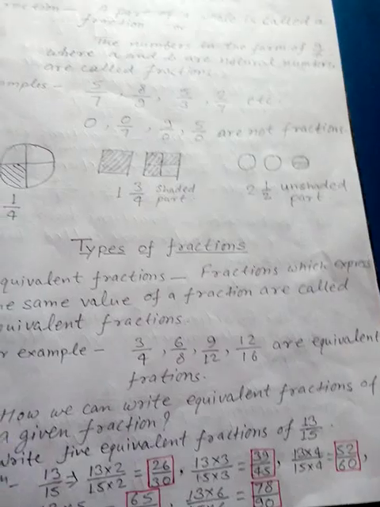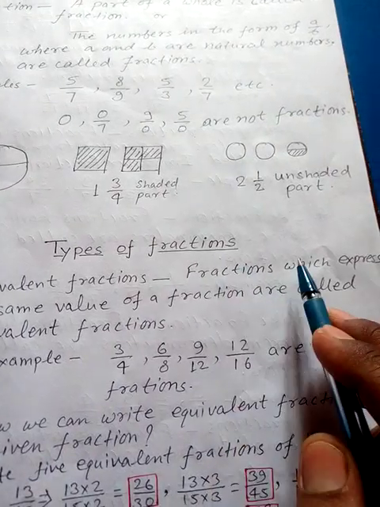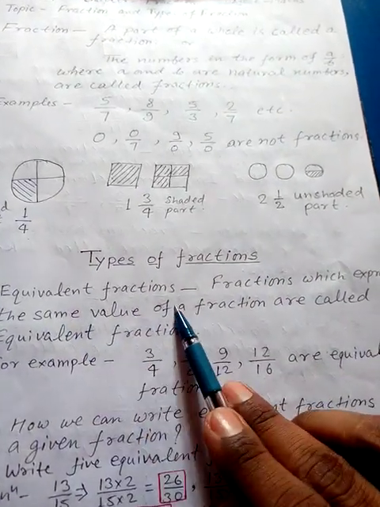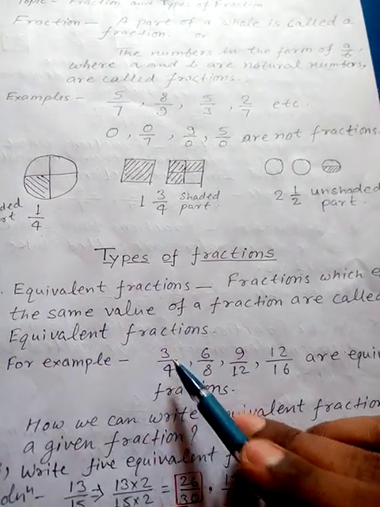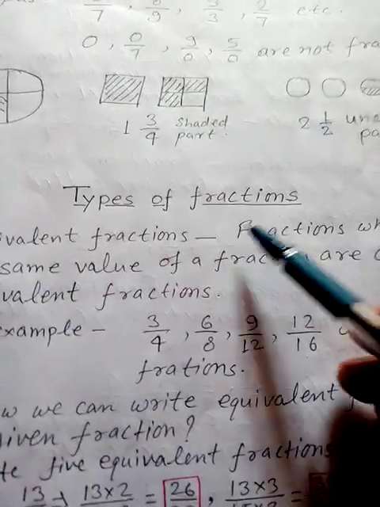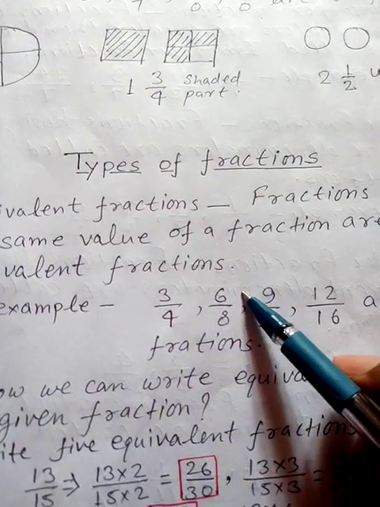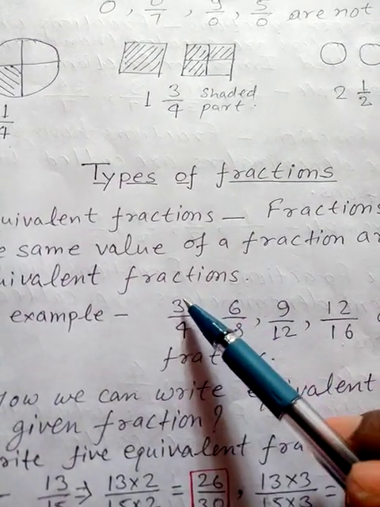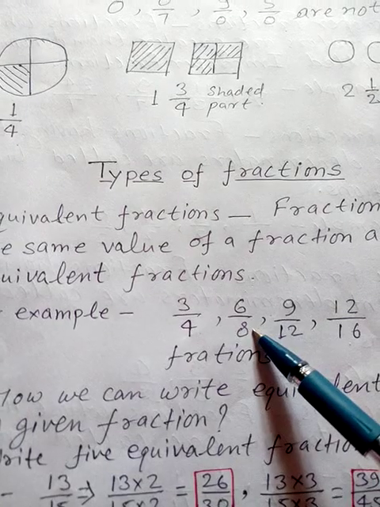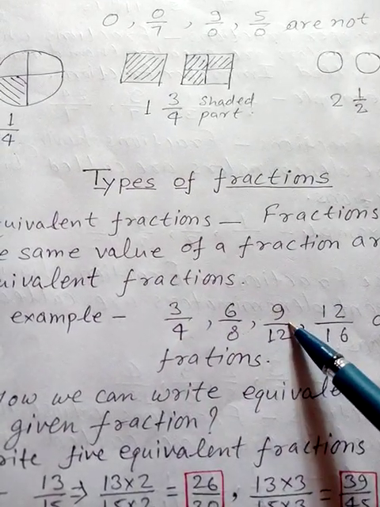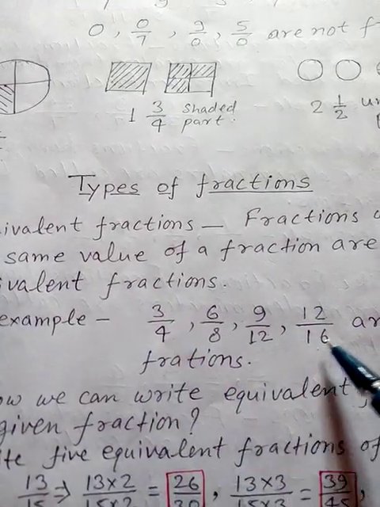Now we have to talk about types of fractions. First, equivalent fractions. Fractions which express the same value are called equivalent fractions. For example, 3 by 4 is a fraction, and 6 by 8 is also a fraction, but both are the same. 3 twos are 6, 4 twos are 8. If you multiply numerator and denominator of 3 by 4 by 2, you will get 6 and 8. Again 9 by 12 is similar: 3 threes are 9, 4 threes are 12. 3 fours are 12, 4 fours are 16.